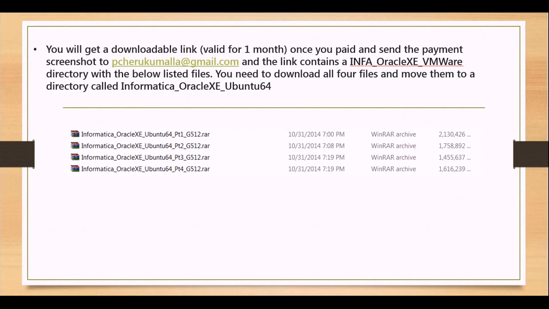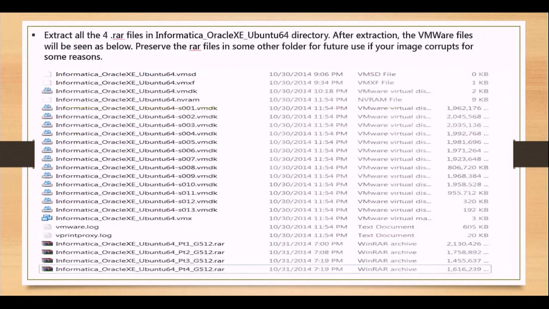The link contains an Informatica_Oracle XE_VMware directory with 4 files, as shown on the screen. You need to download all 4 files and move them to a directory such as Informatica_Oracle XE_Ubuntu 64, and extract the RAR files in the same directory. After extraction, you should have the VMware image files as shown on the screen. Save the RAR files in a separate directory for future use in case your VMware image is corrupted.